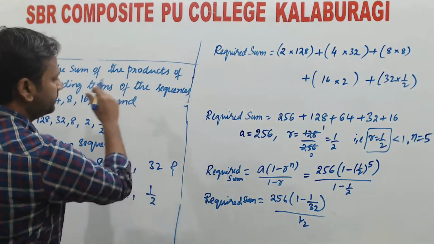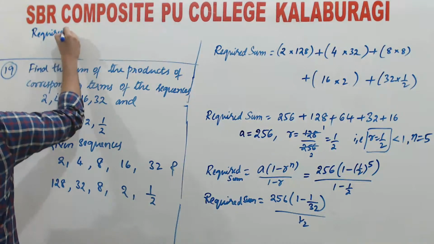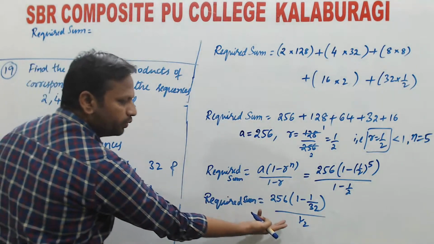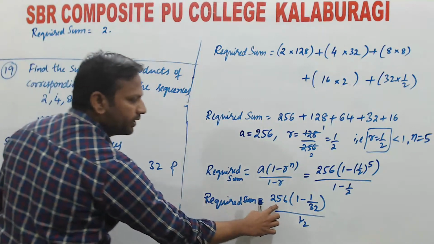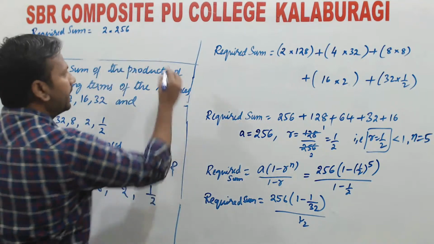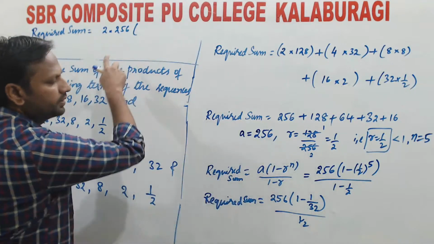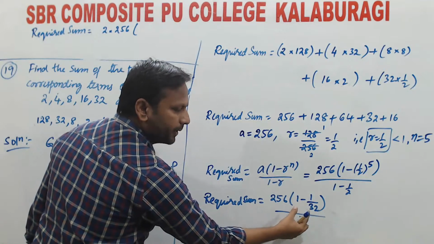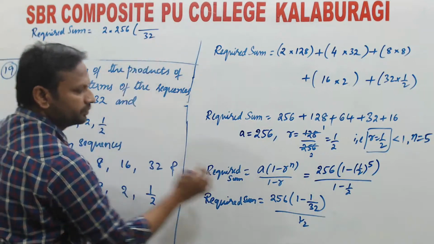Let me write on the upper side here. Required sum. Now this 2 goes to the numerator. 1 by 2 is in the denominator, and 2 goes to the numerator. 2 into 256, bracket. Got it? It goes to the numerator. 2 into 256 bracket. Now take the LCM within the bracket. What will be the LCM? LCM will be 32.